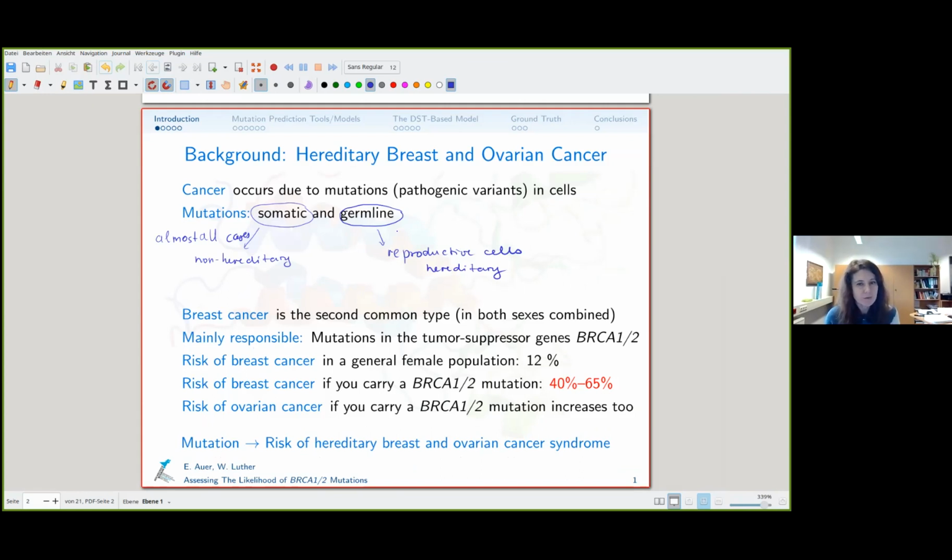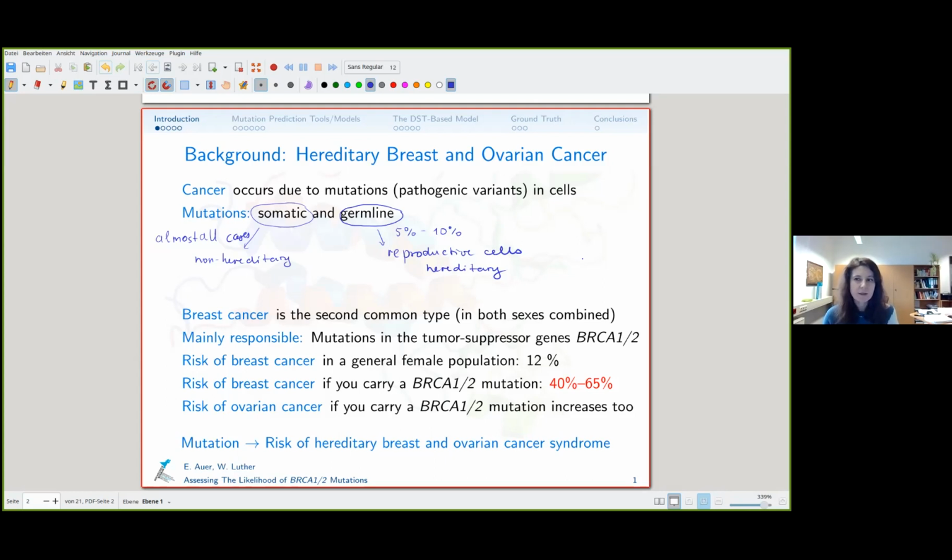Those types of mutation account for only 5 to 10% of all of the cases. But if we know how they work, then we can advise whole families on the so-called hereditary breast and ovarian cancer syndrome that we are going to talk about here today. Breast cancer is the second most common type of cancer if we consider both sexes combined, and it's the most common type of cancer in the female population.